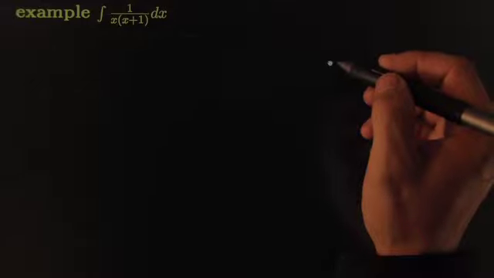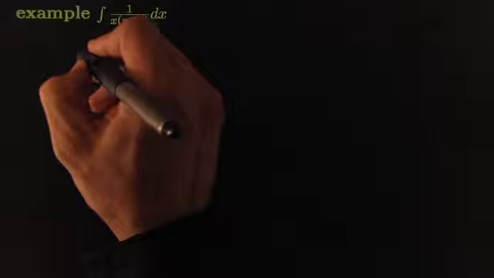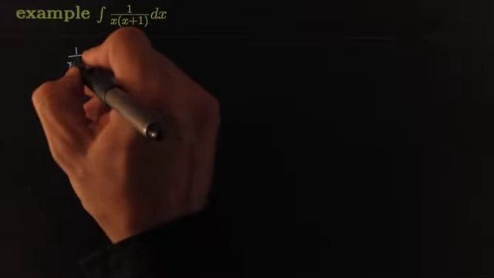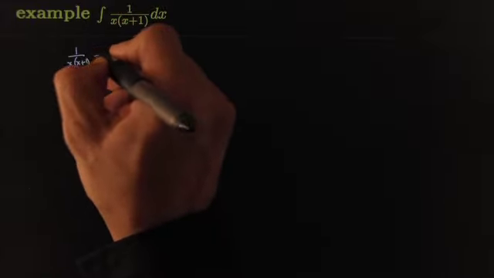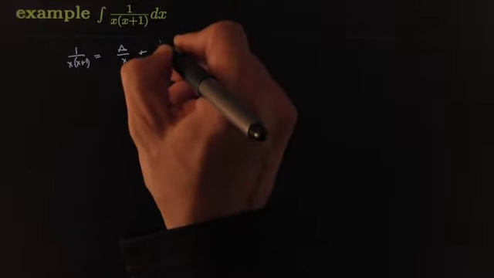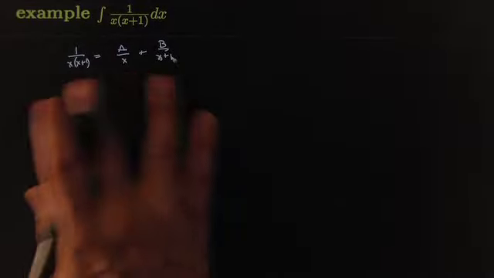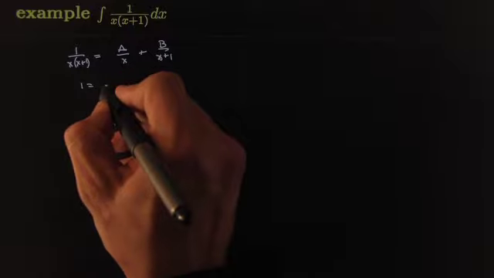So let's try this one. In this case, we will try to say that 1 over x times x plus 1 could, on a good day, be broken up as something over x plus something over x plus 1. If we're lucky, maybe it could be broken up like that. Let's see. Let's not be afraid and try it.